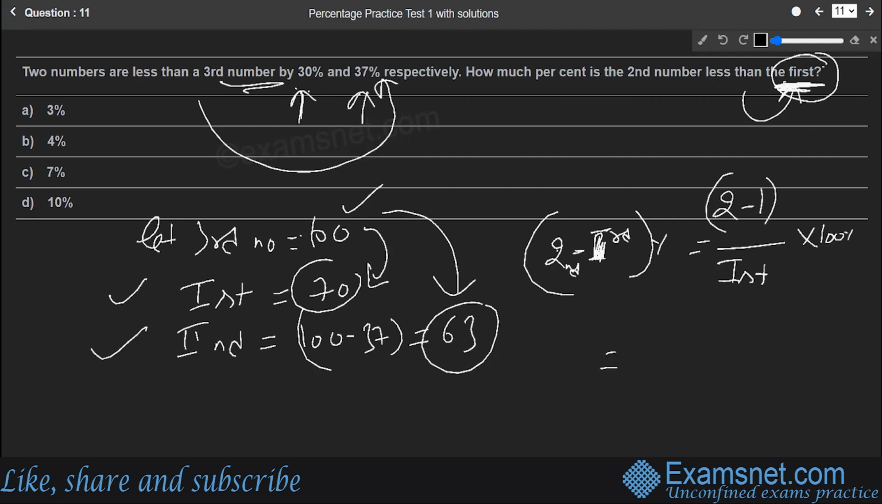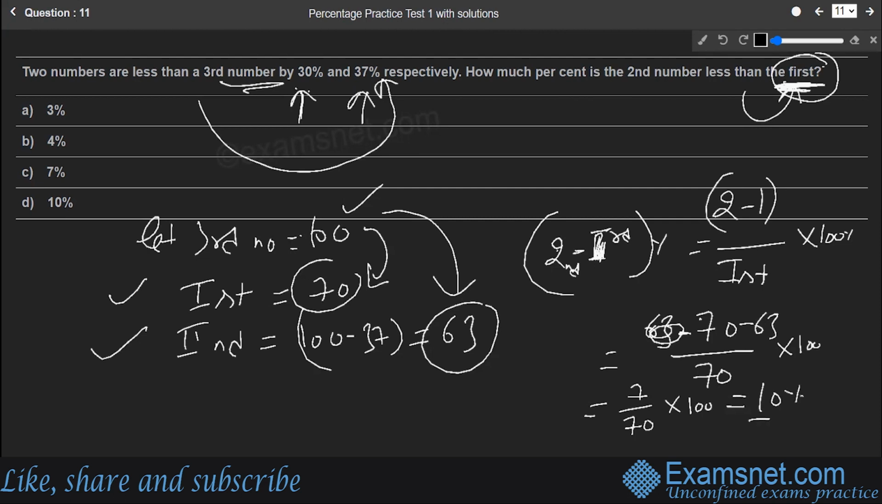That's what we are supposed to do. What is the second number? Second number is 63. What is the first number? It is 70. The second number is smaller, so it's going to be 70 minus 63, divided by the first number 70, into 100. If we solve this, it comes out to be 7 by 70 into 100, that is nothing but 10%, which becomes the right answer for us.